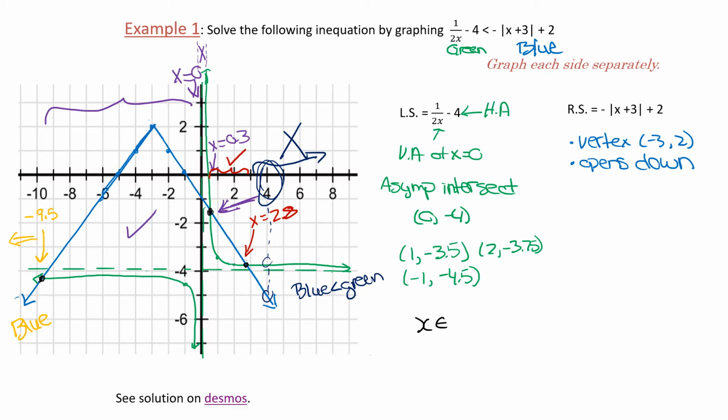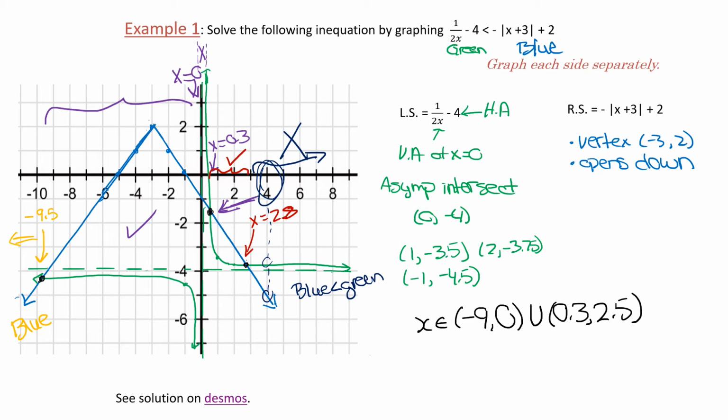x is an element of, so we're going to write it in interval notation. Our first segment we got was -9, and we're putting a round bracket, not a square bracket, because it's just less than. -9 to 0. That was the first piece where the green one was lower than the blue one. And that is a union with from 0.3 to 2.5. So that is our solution of where the rational is less than the absolute value based on graphing.